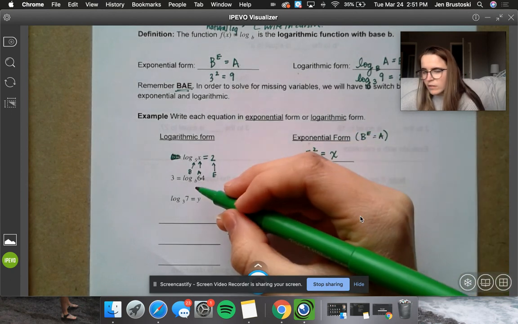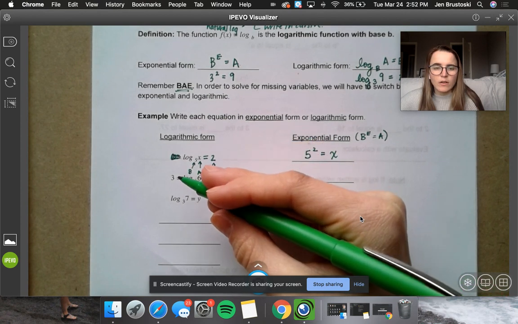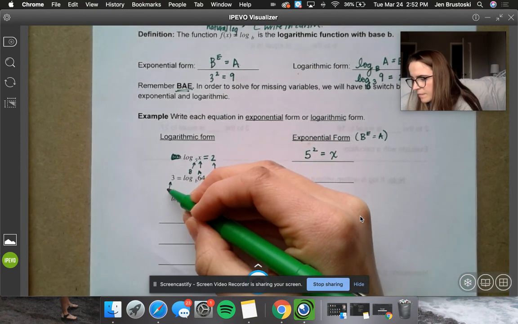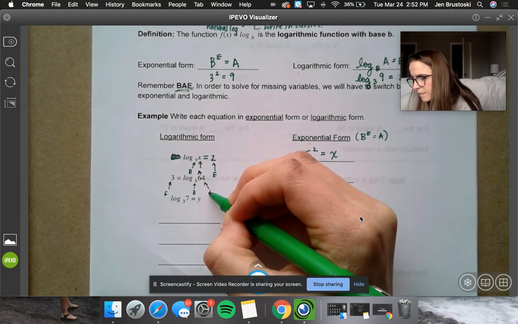All right, for this one here, we've got log base b of 64. So if you want to orient yourself, that's that over there. This is the e, this is the b, and this is the a.